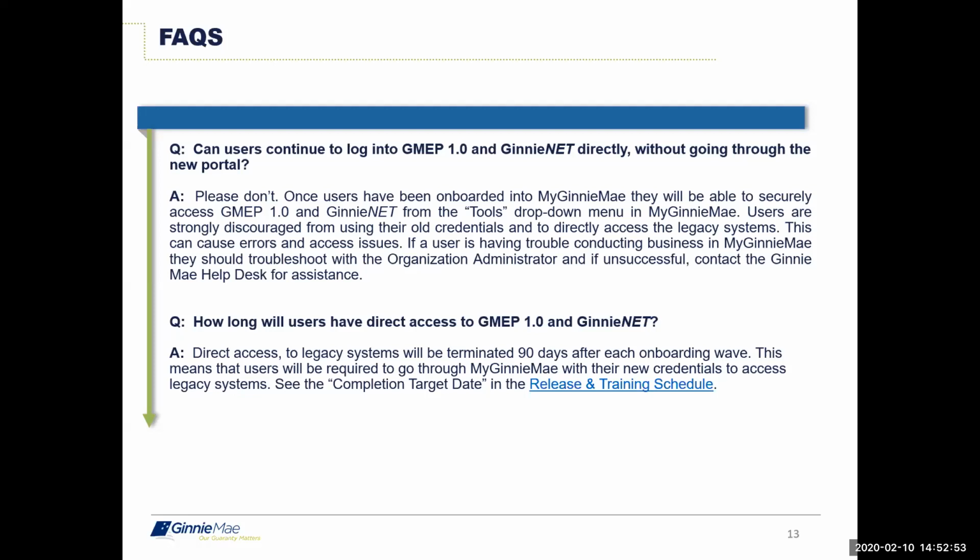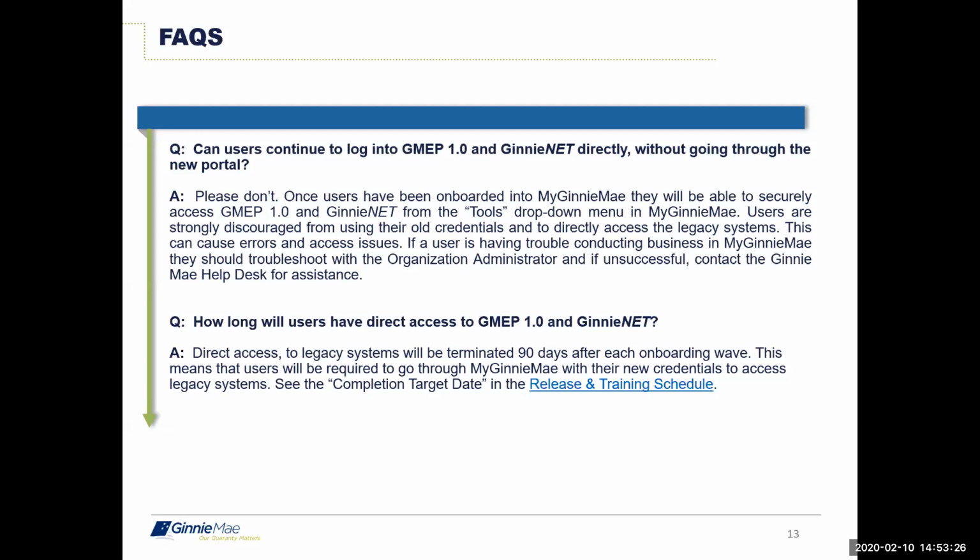Now, in terms of how long you'll be able to continue to go to GMAP 1.0 and GinnieNet directly, there is a finite cutoff date. Direct access to legacy systems will be terminated 90 days after each onboarding wave. If you want to know exactly what that date is, you can go to the release and training schedule, and there you can find what we call the completion target date for each wave. The current wave that we are in is wave 1. It's our multifamily issuers. The completion target date is May 11th.